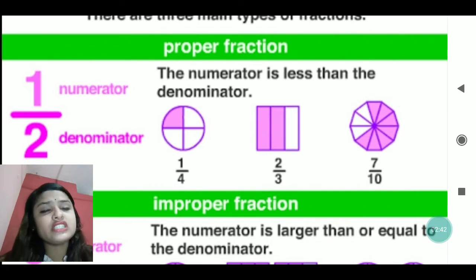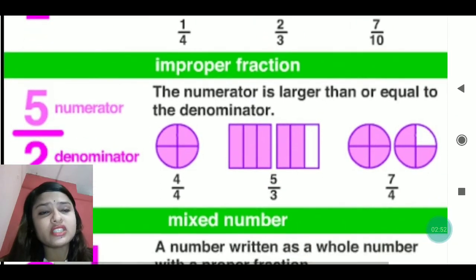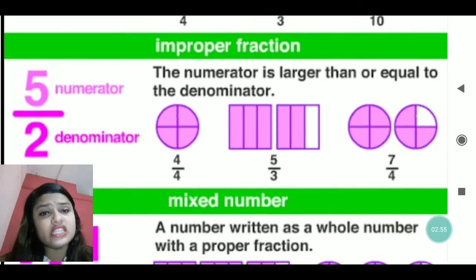What is a proper fraction? A fraction in which the denominator is greater than the numerator. It means the numerator is lesser than the denominator. Those fractions are called proper fractions. What are improper fractions? Fractions in which the numerator is greater than the denominator. It means here the denominator is smaller than the numerator. So it is an improper fraction.